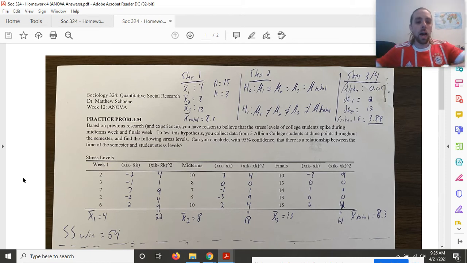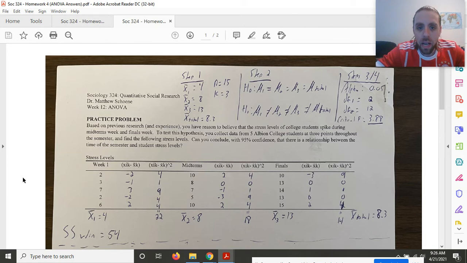So I'm going to have 4 means that can be calculated here. So let's actually go through steps 1 through 4 first and then go to the meat of the problem. Step 1, state what you know. X bar 1, that's going to be week 1. That's a mean of 4. X bar 2, that's going to be midterms. That's a mean of 8. X bar 3, that's finals week. That's a mean of 13. I put all 3 of these together, and my grand mean, or X bar total, is 8.3.